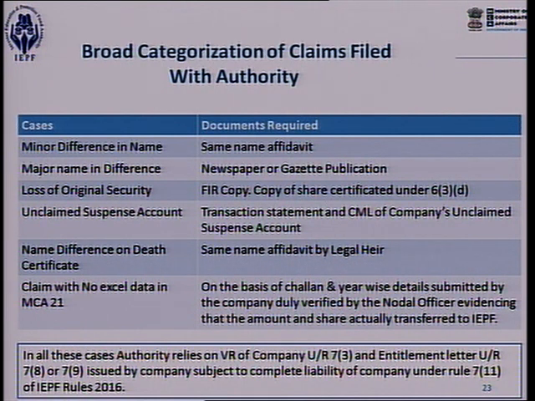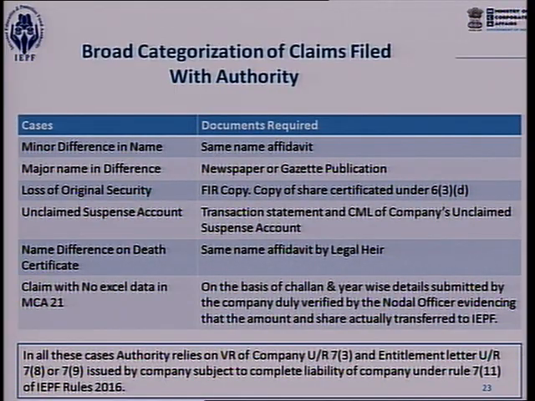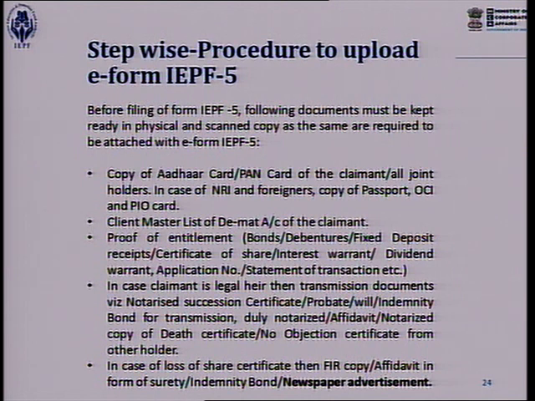Sometimes we have claims where we don't have the exact data in MCA 21. In such cases, on the basis of challan and verification by the nodal officer of the company, the amount is transferred back to the claimant. The authority relies on the verification of the company under Rule 7.3 and the entitlement letter issued by the company under Rule 7.8 and 7.9, subject to liability of the company for processing any claim.